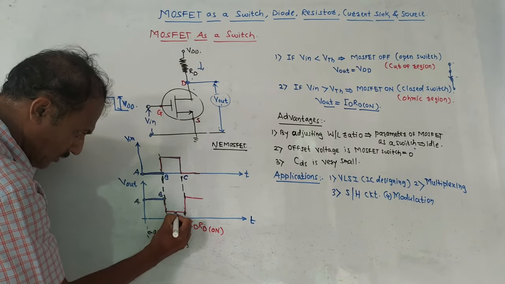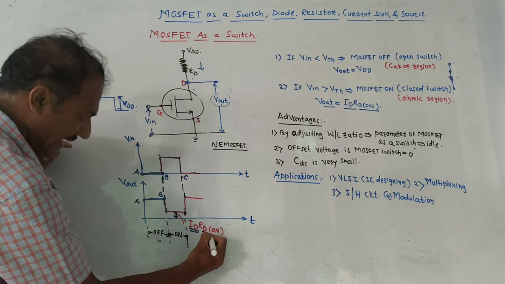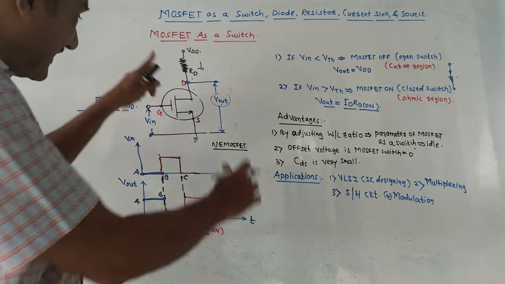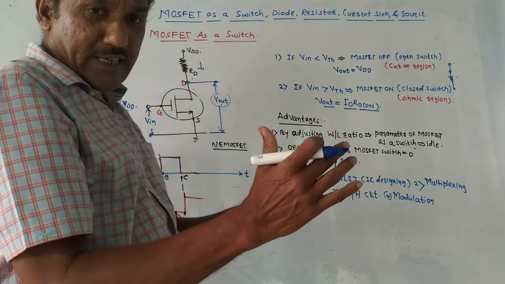So this is shown by this point, that is ID into RD. Same way the process will be continued. This is the diagram for n channel E-MOSFET.